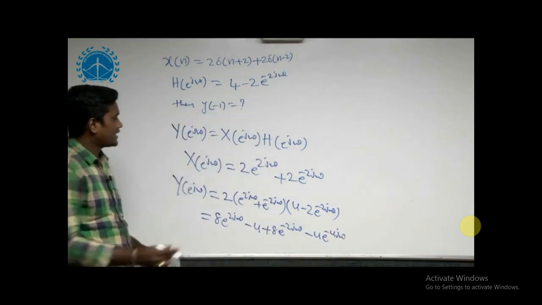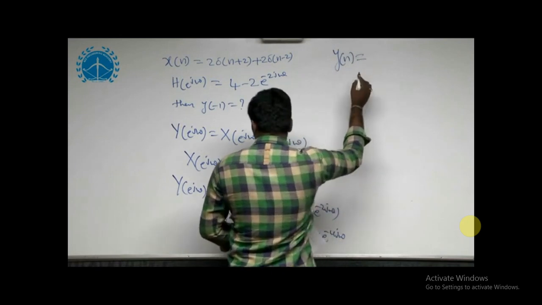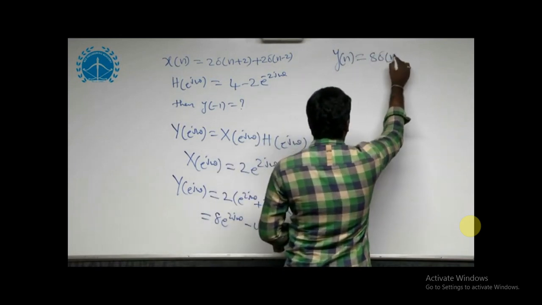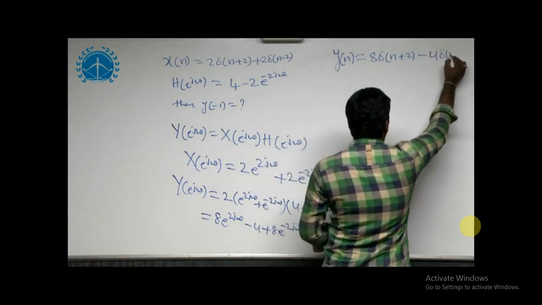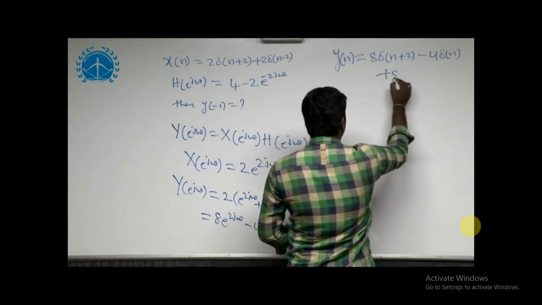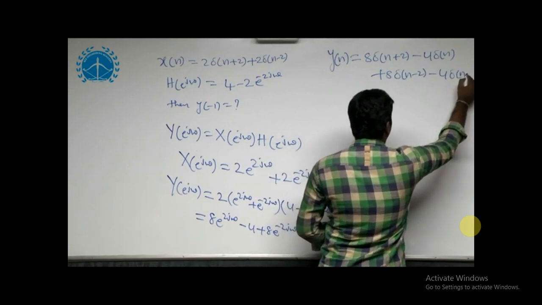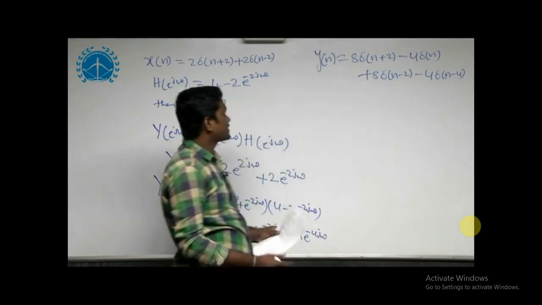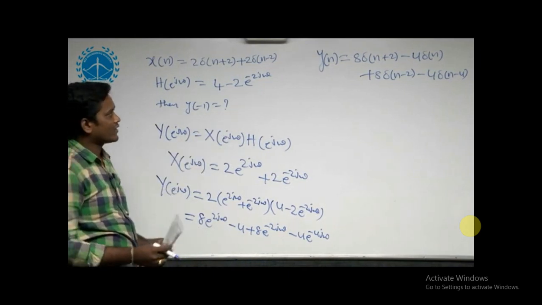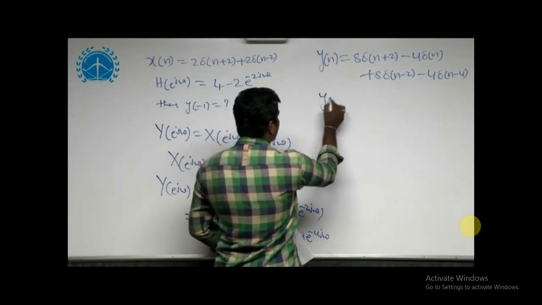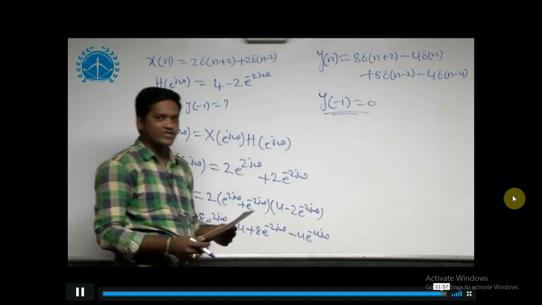Now if I take the IDTFT of the given signal, then y[n] = 8δ[n+2] - 4δ[n] + 8δ[n-2] - 4δ[n-4]. Now the question is, what is the value of y[n] at n = -1? At n = -1, no impulse is there. So y[-1] = 0. So the answer is 0.